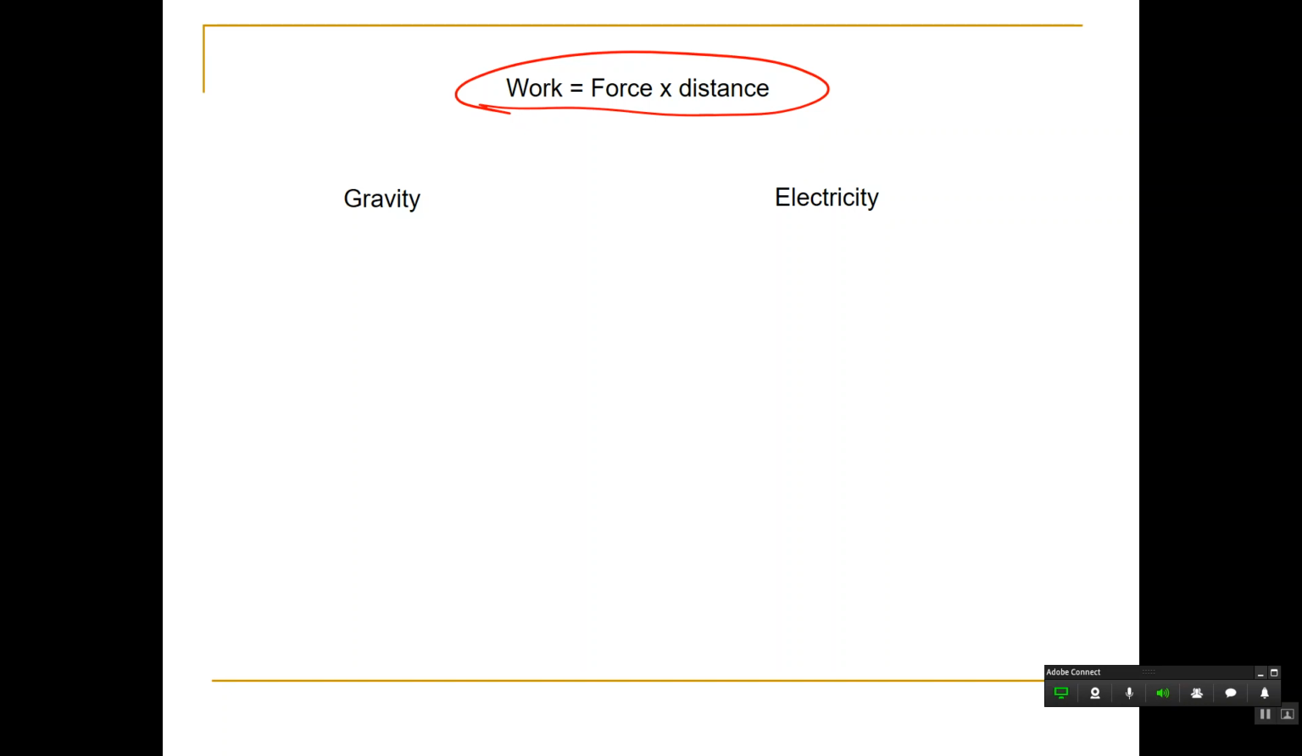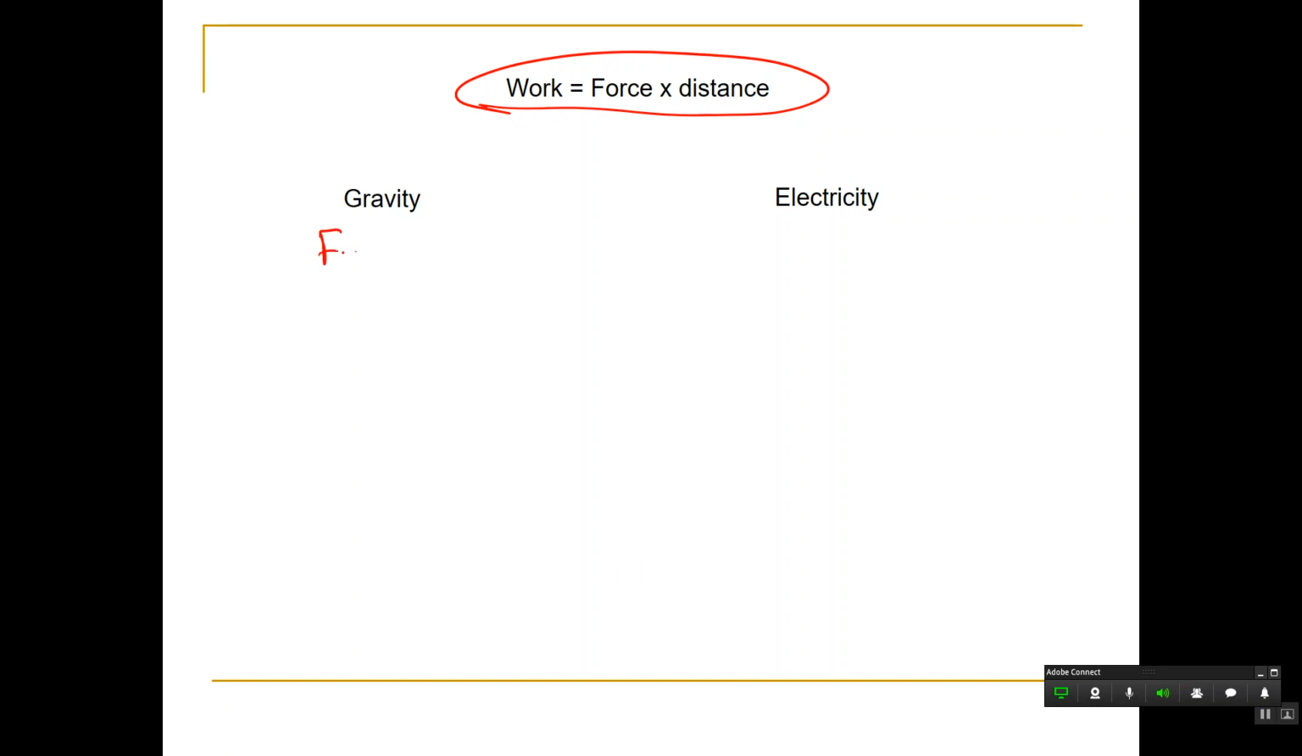Work is equal to force times distance. We can make that correlation with any force, right? The force of friction times the distance will give us the energy lost to friction. The force of gravity times the distance will give us the potential energy of gravity. Similarly, the electrostatic force times the distance is also going to give us the work done by the electrostatic potential energy. So let's write that down.